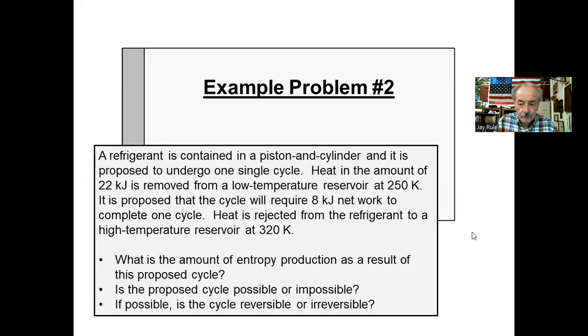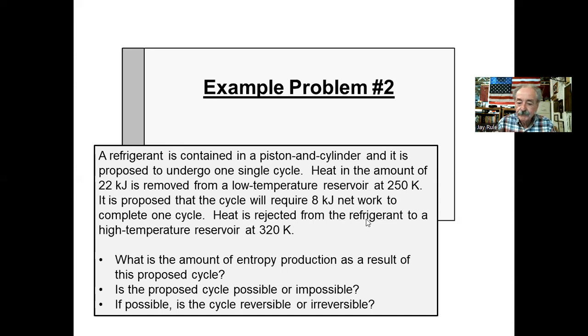Next problem. A refrigerant, like R134A, is contained in a piston and cylinder. It is proposed to undergo one single cycle. Heat in the amount of 22 kilojoules is removed, keyword, removed from a low temperature reservoir at 250 K. It's proposed that the cycle will require 8 kilojoules of net work to complete one cycle.